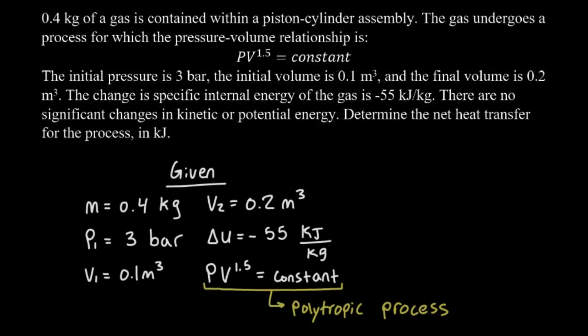First, let's write down what we were given and what we're being asked to find. We know that we have a polytropic process because PV to the power of some number is a constant. And we're looking for the heat transfer in kilojoules, so we're going to label that as capital Q.